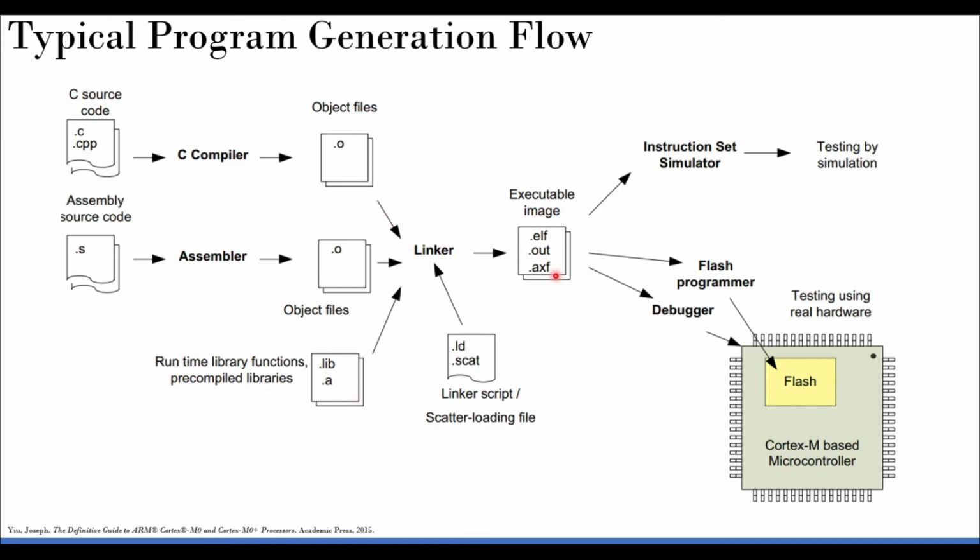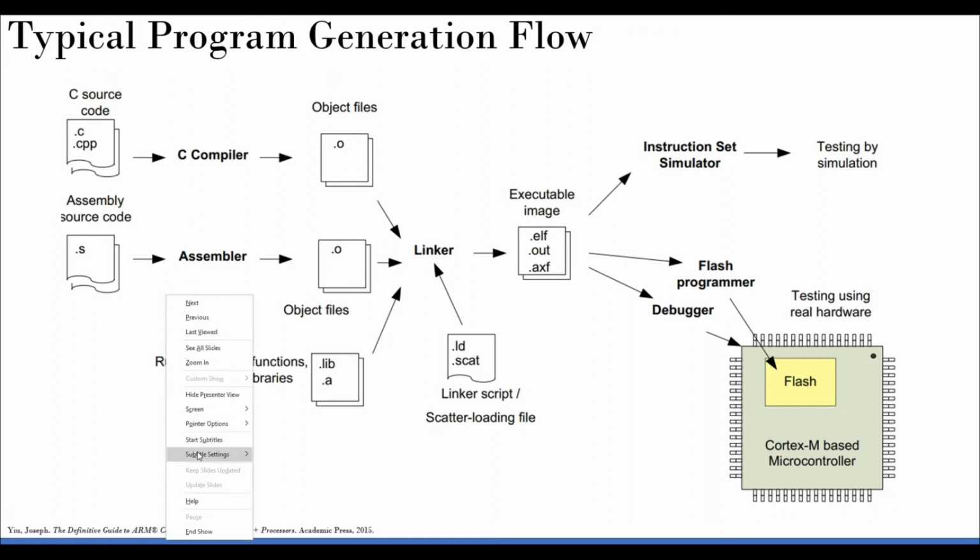In the case of ARM, this is in a format like .elf or .out, which is common. ELF is more for the simulation, AXF is more for the debug option, and .out is more for the programming option. Once you have that, you program the flash, and then you press the reset button, and it will execute whatever you have written in this program. So this is the flow.